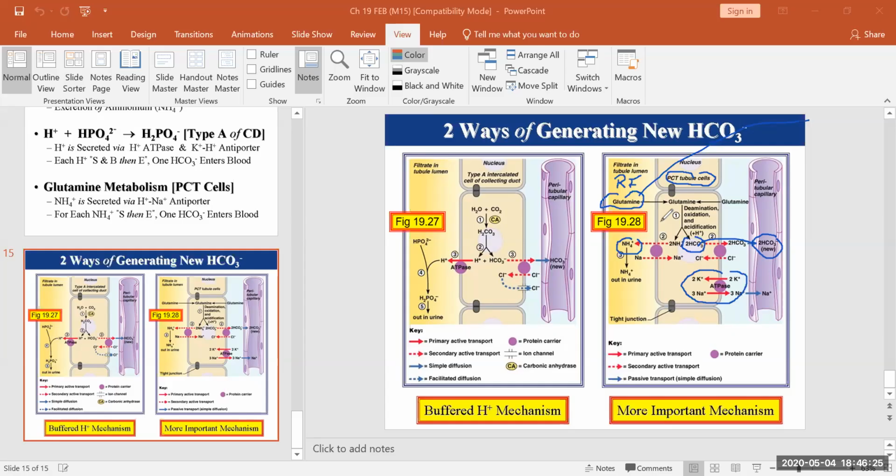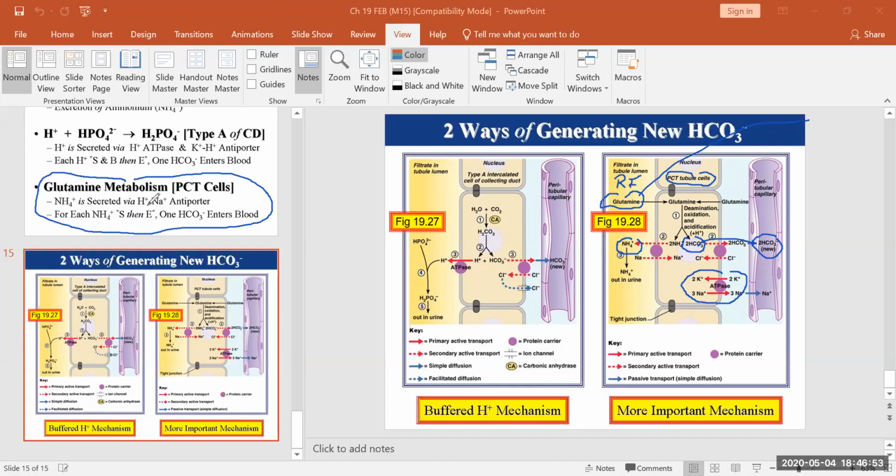This mechanism kicks in when we have severe acidosis, when the pH in our blood plasma drops significantly. If the kidneys fail to provide the glutamine metabolism, then the patient will die due to metabolic acidosis.